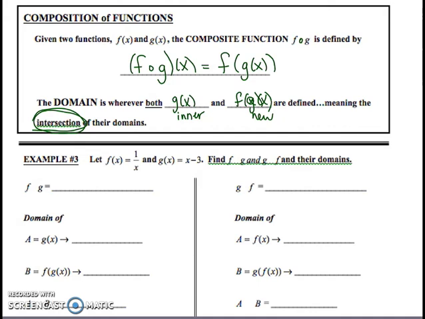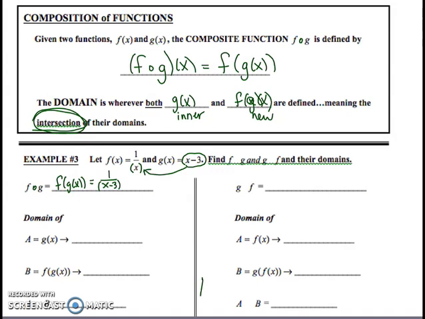So for the first one, we want to find f of g and g of f, and then find their domains. Those are two different things. First of all, f of g means f of g of x. So that means that we are going to take g of x and plug it in for the variable in f of x. So we're going to take this x minus 3 and substitute it in where the variable is in f of x. So this is going to become 1 over, and we're going to replace that x with that x minus 3. So that's our composite function.